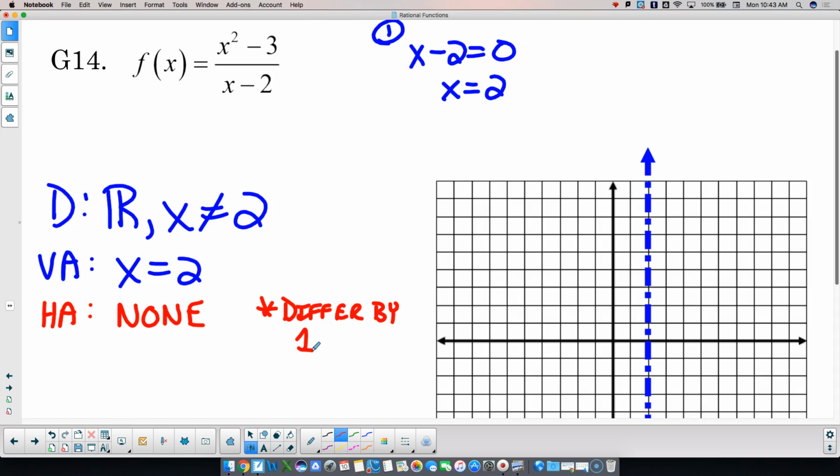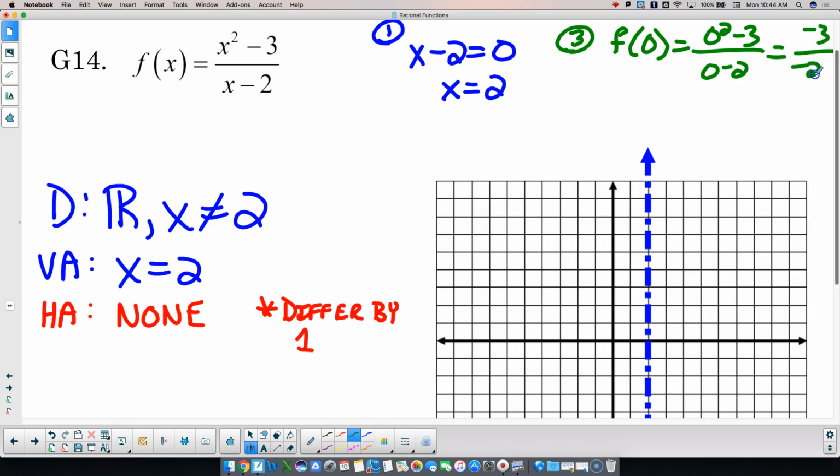Next step. Third step, y-intercept. How do I find the y-intercept? I get 3/2. So that gives me a y-intercept of (0, 3/2), which is 1.5.